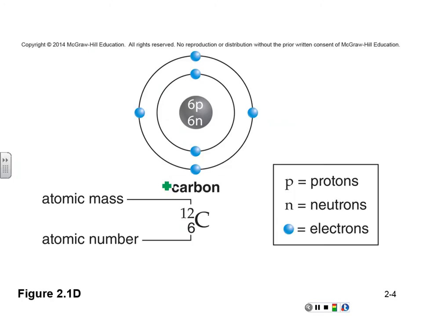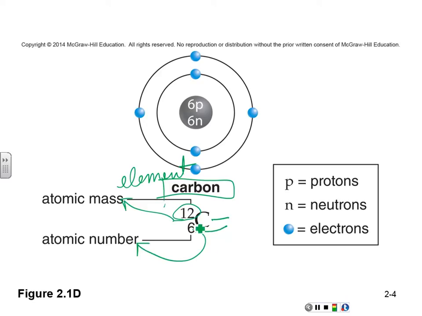So here is the element carbon, and here is its letter designation. Here's its atomic mass, and here's its atomic number. What this means is that the atomic number, 6, tells you how many protons, always. So this is atomic number.